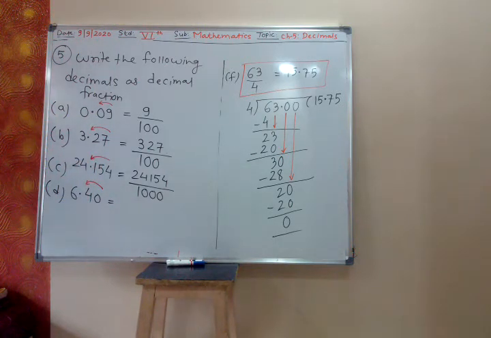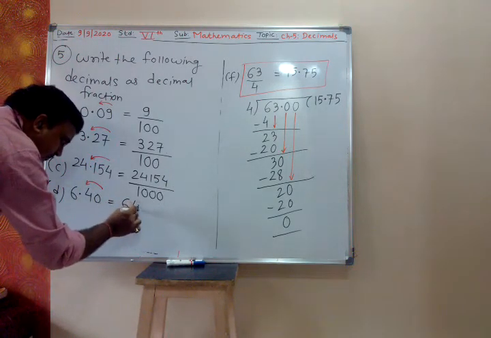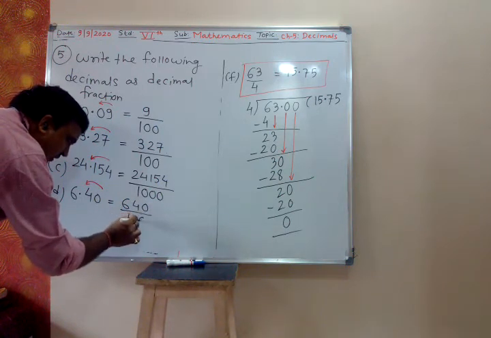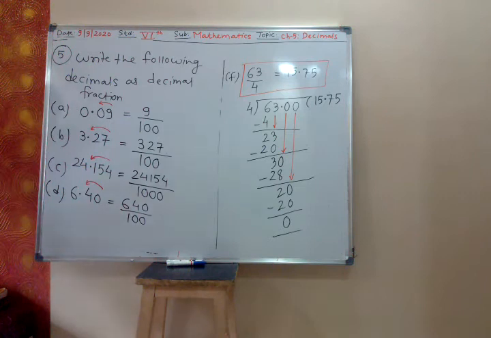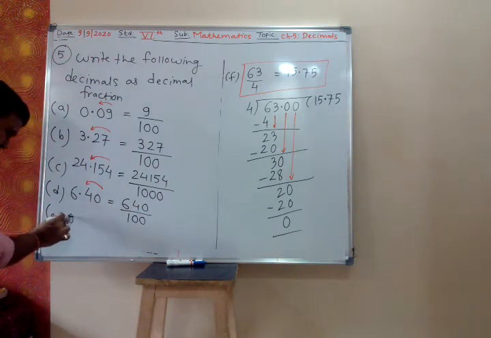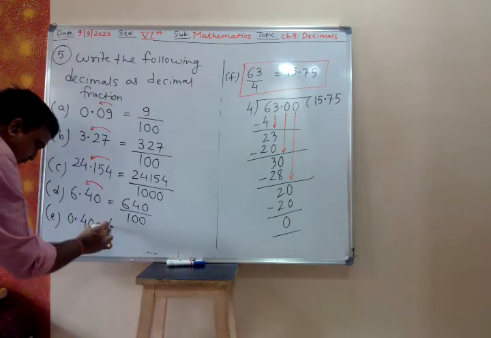Yes. After the decimal, there are 2 digits. So here we can add 640 upon 100. Next, 0.40. I can write 40.